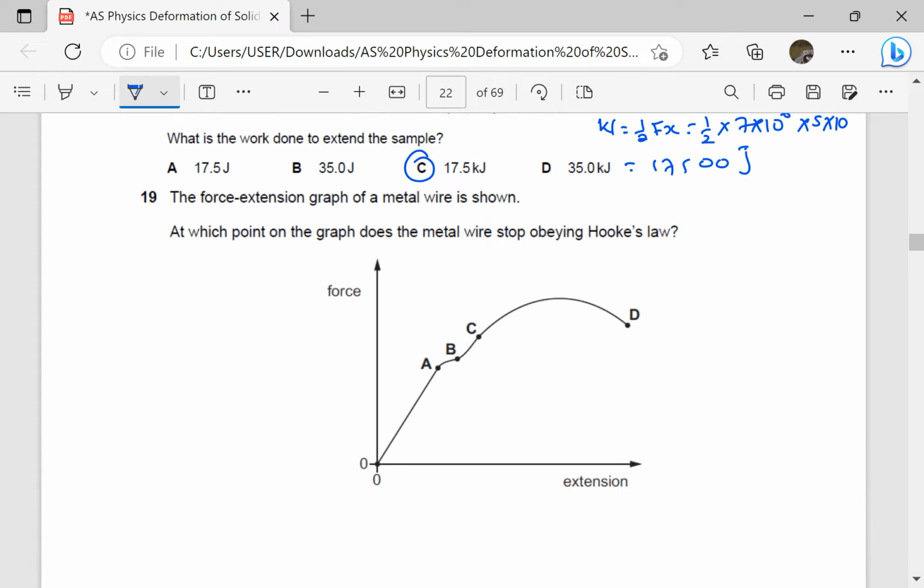The force extension graph of a metal wire is shown. At which point on the graph does the metal wire stop obeying Hooke's law? Of course, Hooke's law is obeyed only where the straight line stops, so our answer is automatically A without wasting time.